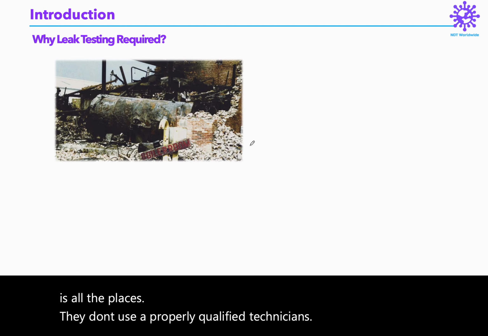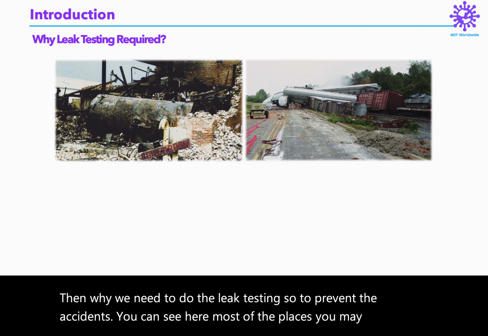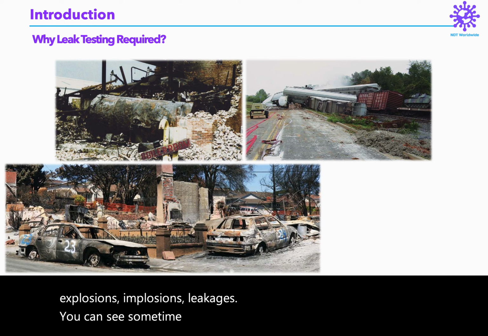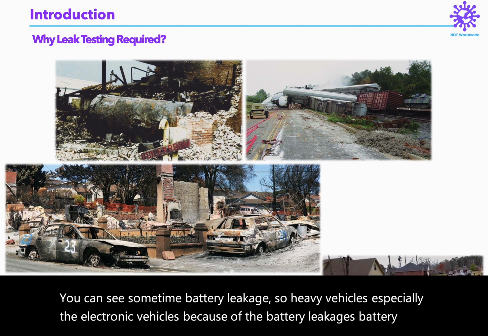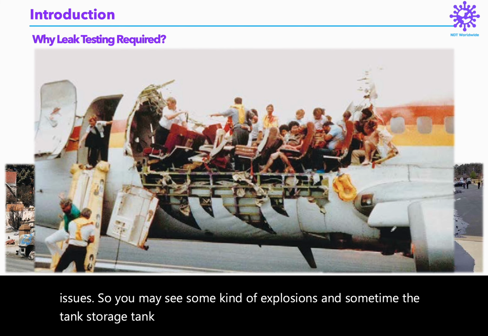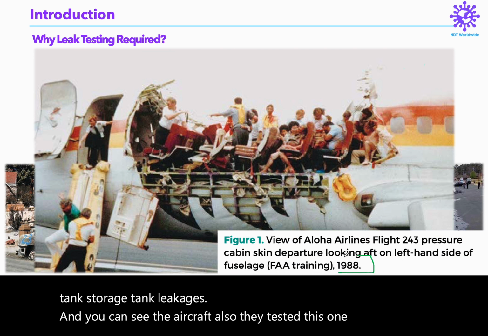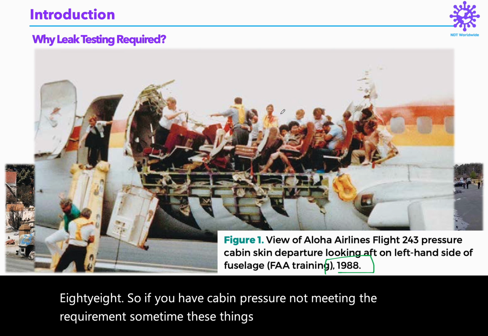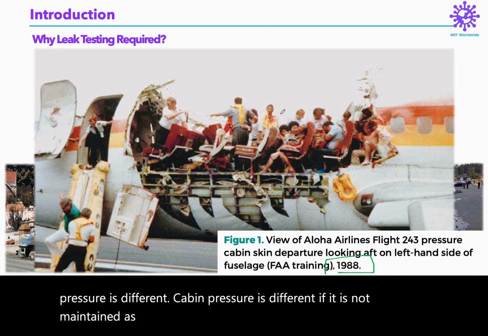Then why do we need to do leak testing? To prevent accidents. You can see in most places explosions, implosions, leakages. Sometimes battery leakage, especially in electric vehicles, because of battery issues, you may see some kind of explosions, and sometimes storage tank leakages. The aircraft also, they tested this in 1988. If your cabin pressure is not meeting the requirement, because outside pressure is different from cabin pressure, and it is not maintained as per regulations, it may lead to accidents also.